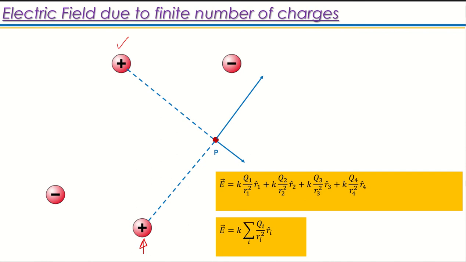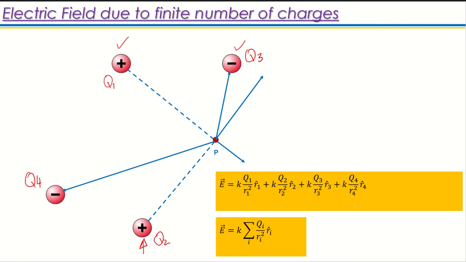The electric field due to the negative charge at point P is given by this way, and electric field due to the fourth charge at the point P is given in this way. So what we do, we find the value of electric field due to each charge. For example, I say this as Q1, this as Q2, this as Q3, this as Q4.